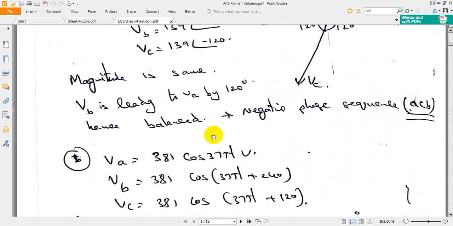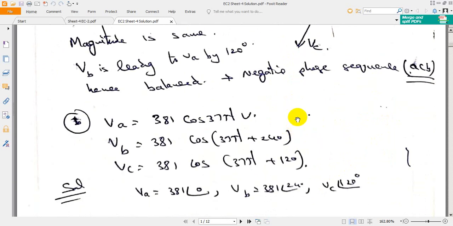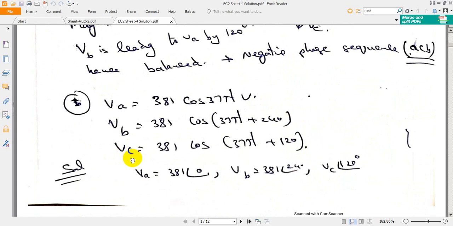Coming to the next part of the question, we are having VA, VB and VC. VA value is 381, VB is 381, VC is 381. The magnitude is same, but we need to check the phase difference. To check the phase difference of these vectors, we need to represent them in phasor notation. VA is equal to 381 at an angle of 0. Here the angle is 240, so VB is equal to 381 at an angle of 240, and VC is 381 at an angle of plus 120.